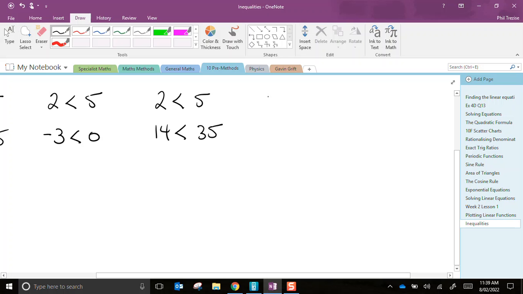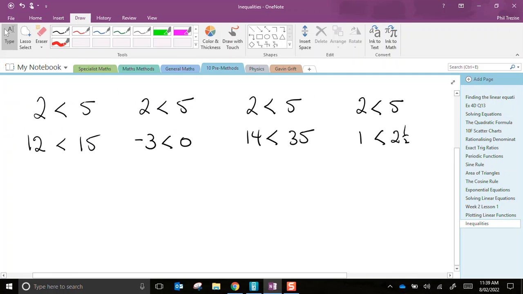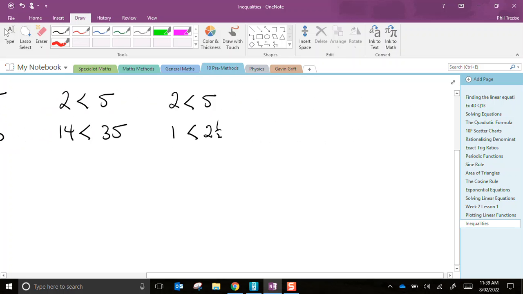Let's try dividing. 2 is less than 5. Let's divide by 2. 2 divided by 2 is 1. 5 divided by 2 is 2.5. Still true. So all of those seem great. Adding, subtracting, multiplying, dividing. Now I'm going to throw a spanner in the works here.